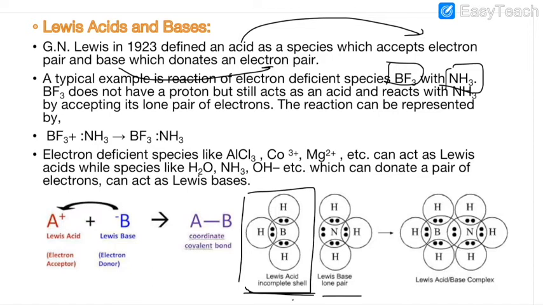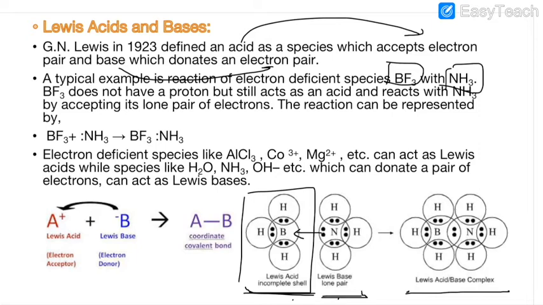But if we look at NH3, it has an extra lone pair of electrons. This NH3 will act as a Lewis base. It will donate its lone pair of electrons to the Lewis acid, that is BF3, and form a coordinate bond or Lewis acid-base complex.